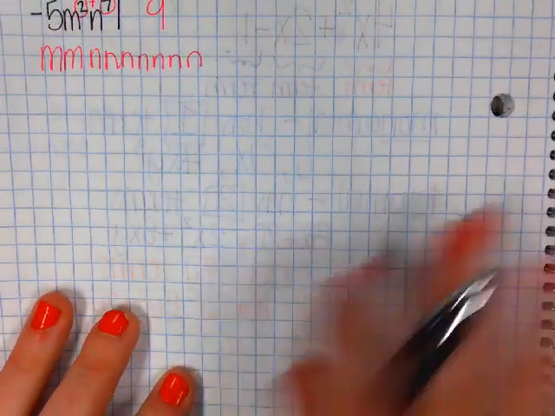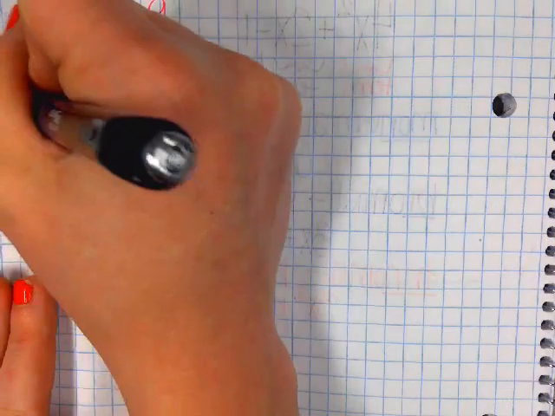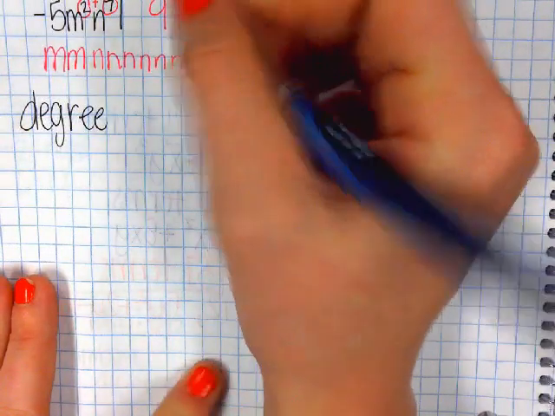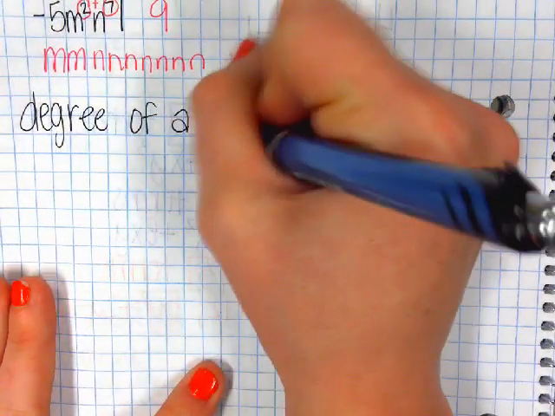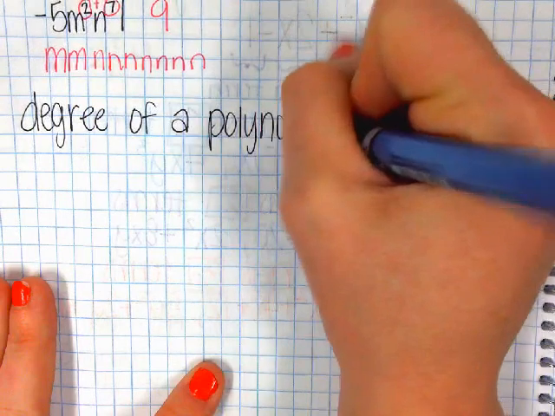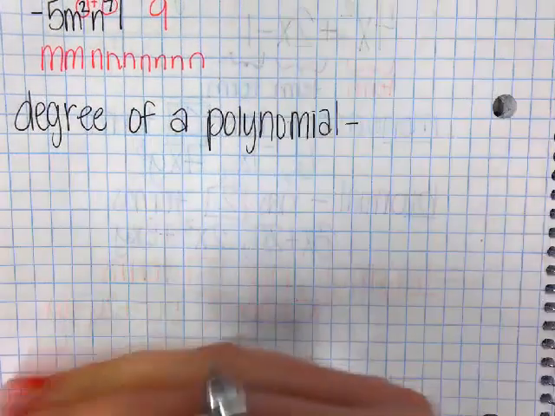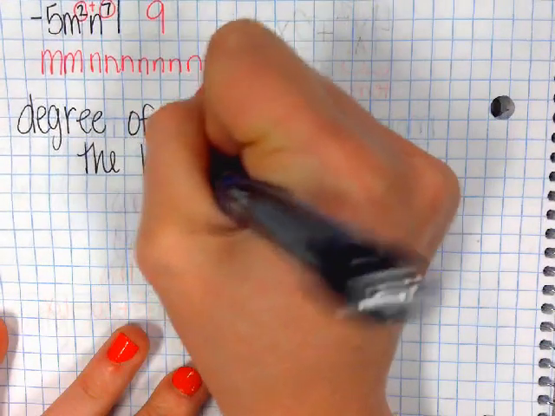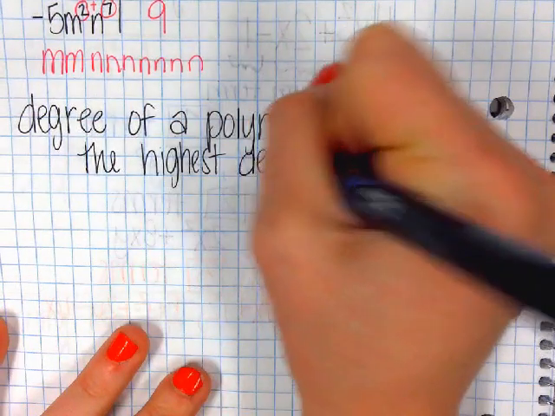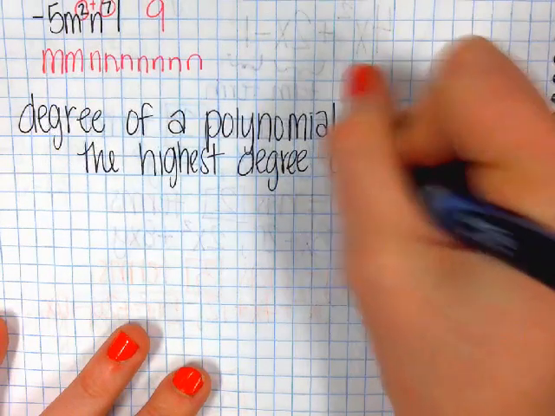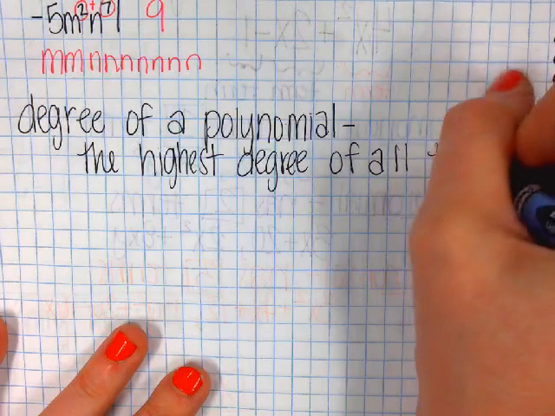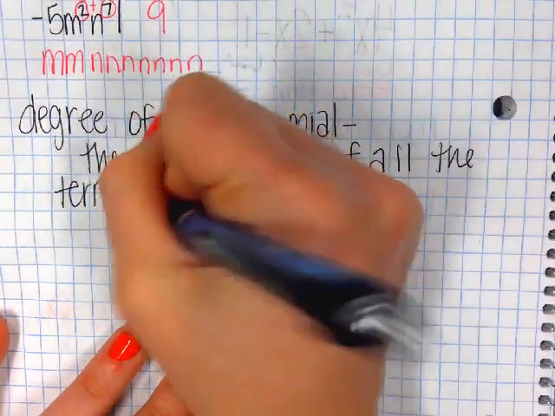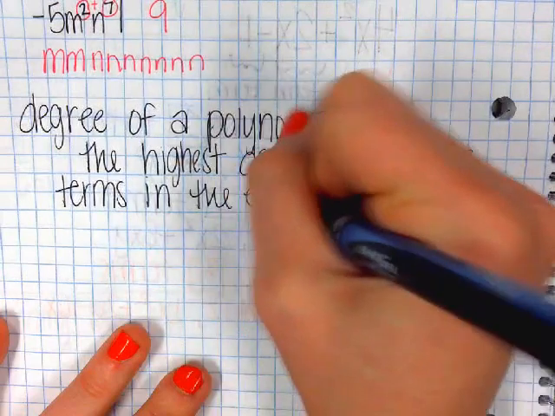Okay, here we go. Now, that's a degree of a single term. Now we're going to talk about the degree of the whole polynomial. Remember, polynomial means many, so it's the entire expression. And it's always the highest degree of all the terms in the expression.